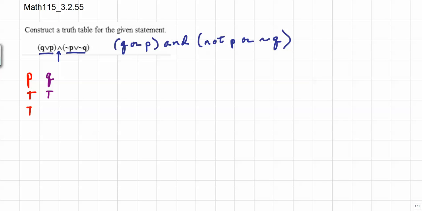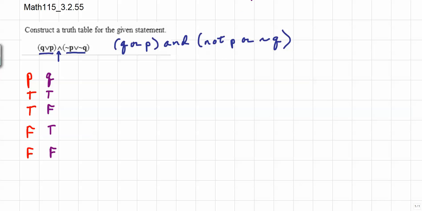P could be true, and Q could also be false. Which brings us to the fact that P might be false, but Q could be true. And additionally, if P is false, that means Q could also be false. So I've established the truth quantities for P and Q here.